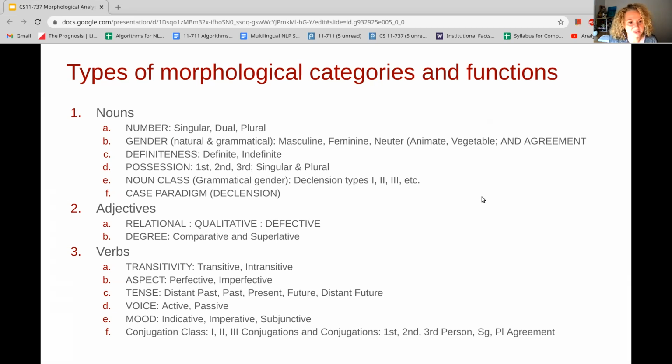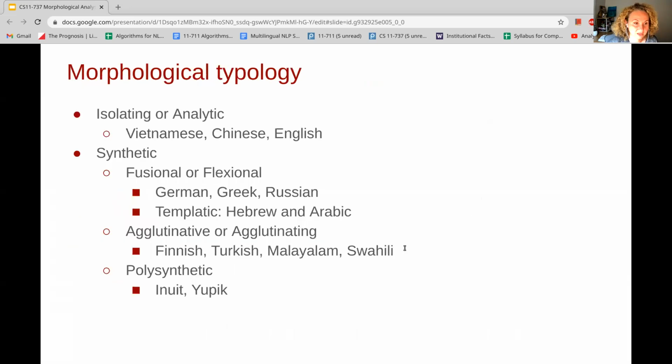So this is what I meant when I said in the beginning of the class that different languages grammaticalize these relationships and the categories and functions differently, through words or through syntax or through morphology. And this is why we have different types of languages, which we categorize into morphological typology. There is also disagreement on the typology, but I present an analysis from David Mortensen's and Lori Levin's book.